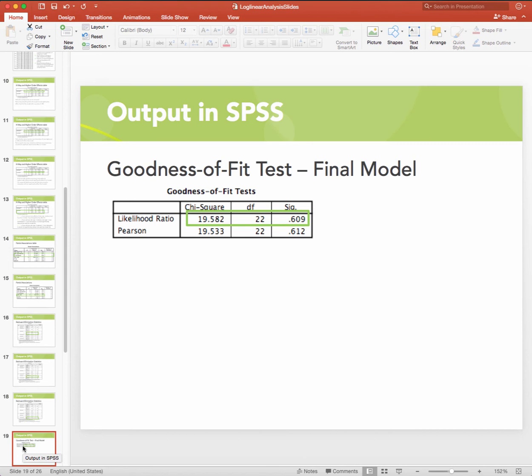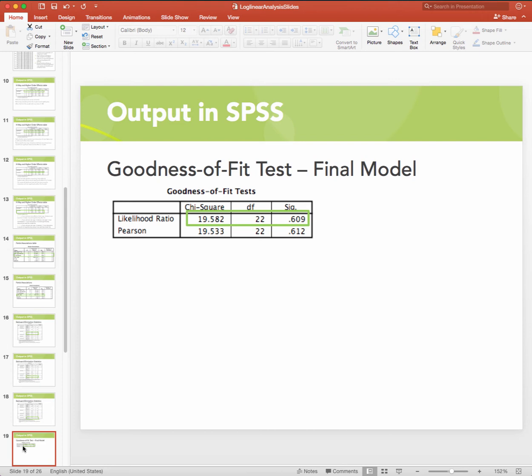And SPSS will evaluate this final model with a likelihood ratio statistic. And you want a non-significant test statistic. It just indicates that the expected values generated by the model are not significantly different from the observed data. And in this case, the result is very non-significant with a p-value of 0.609, indicating that our model is a good fit of the data.